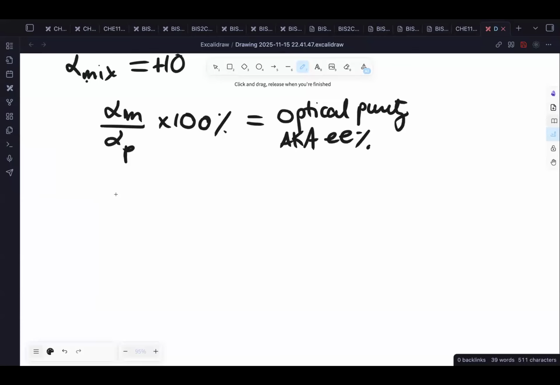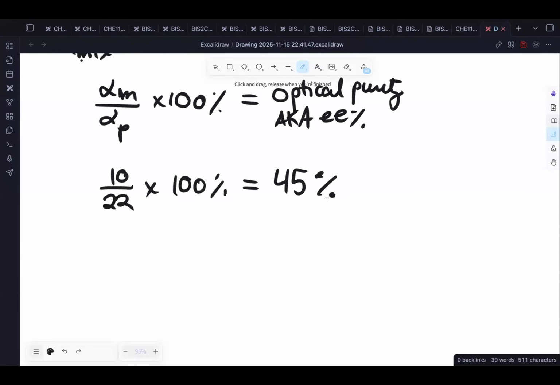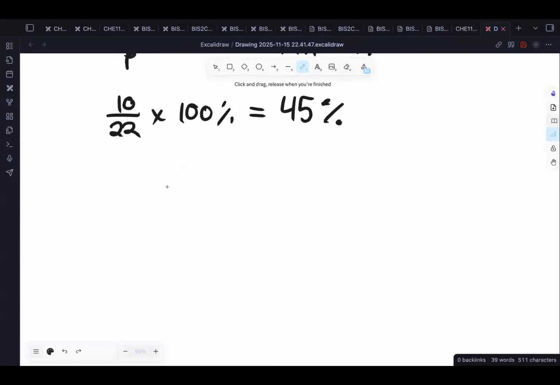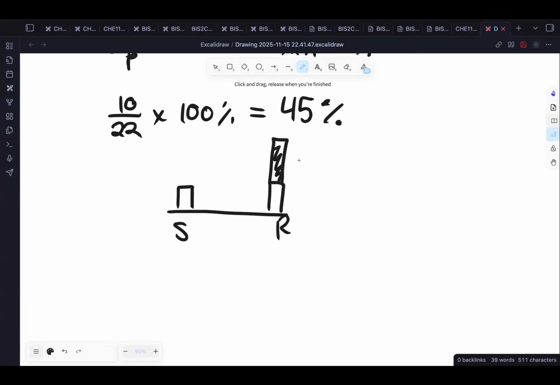So 10 divided by 22 times 100%, and let's see what that's equal to. 10 divided by 22 times 100. That's around 45%. So just to make the math easy, it's 45%. That tells me that I will have some amount of S and I'll have some amount of R, but I'll have 45% more of R than I will have of the S. That's what this is saying.